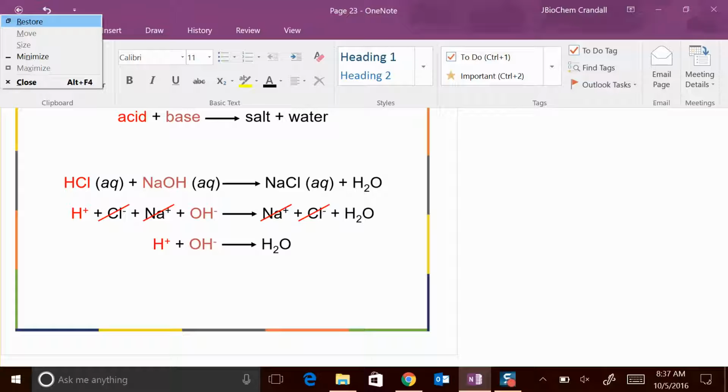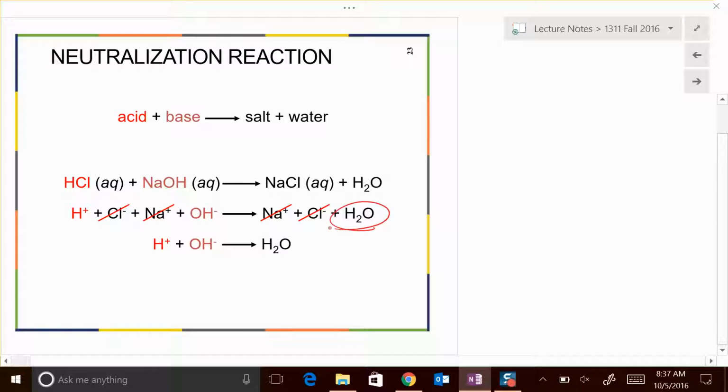Okay, so I took the H plus, which is the acid, the proton, and the OH minus, which is the base ion, and I reacted them together to form water. And water is neutral, right? That's how we would consider it. We'd say water is neutral. So what is the net ionic equation for an acid-base reaction? H plus plus OH minus produces H2O.